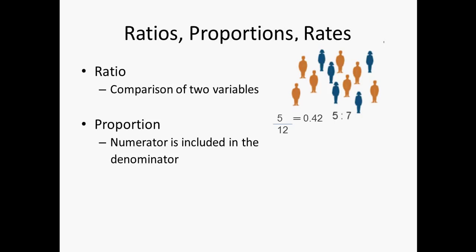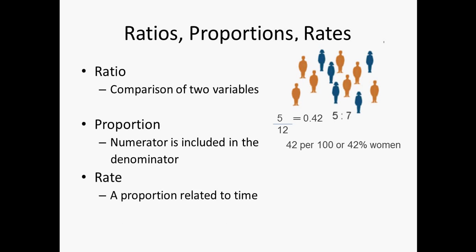Now, in order to understand this better and to remove the decimal, we can express this as either 42 per 100 or 42% women. So proportion is nothing but a percentage. So we consider it as part of the whole. How many women form the complete group of 12 individuals is nothing but the proportion of women in that particular group. Next, we move on to what is a rate. Now, a rate is known as a proportion related to time.